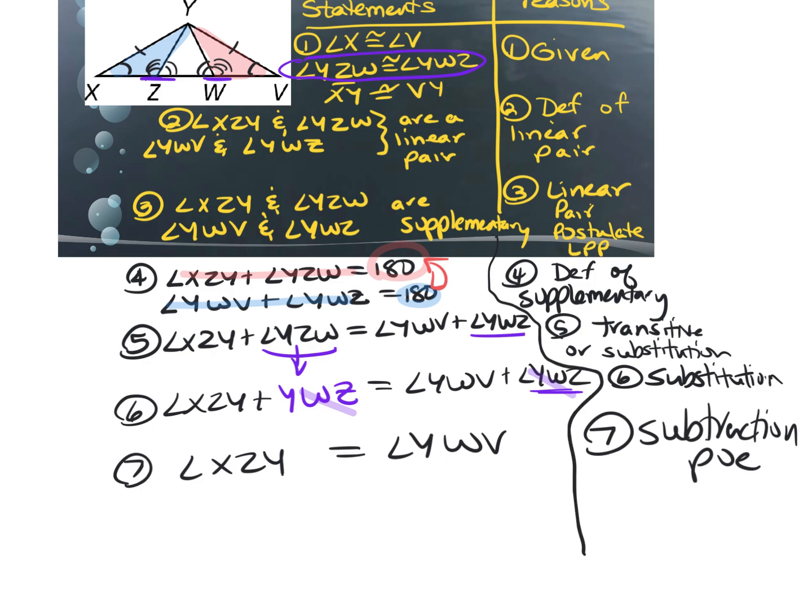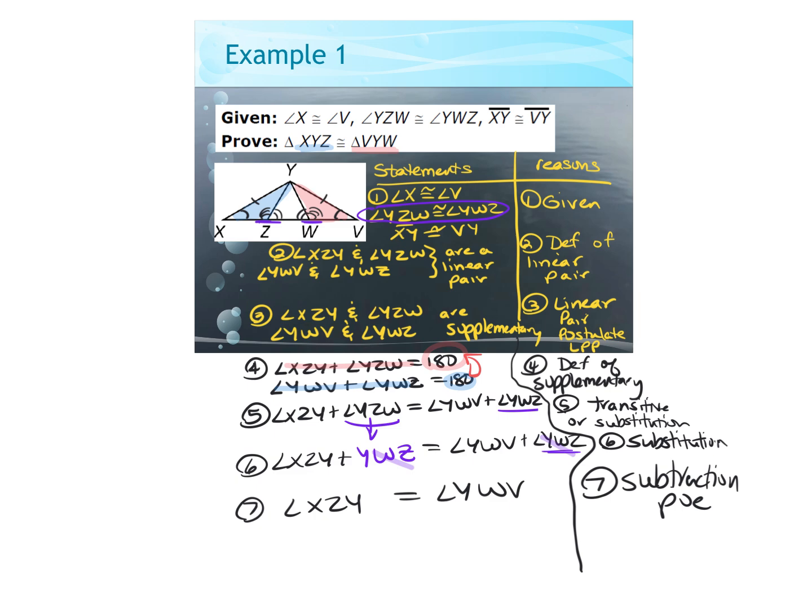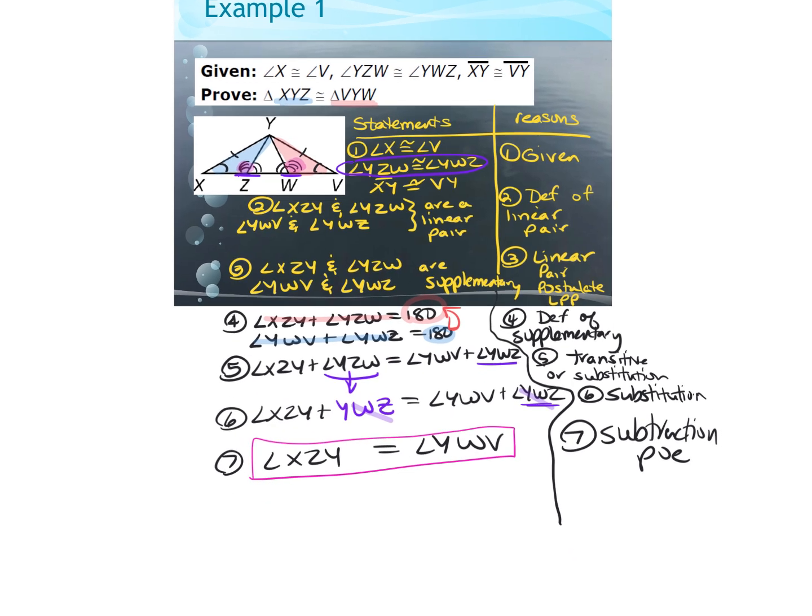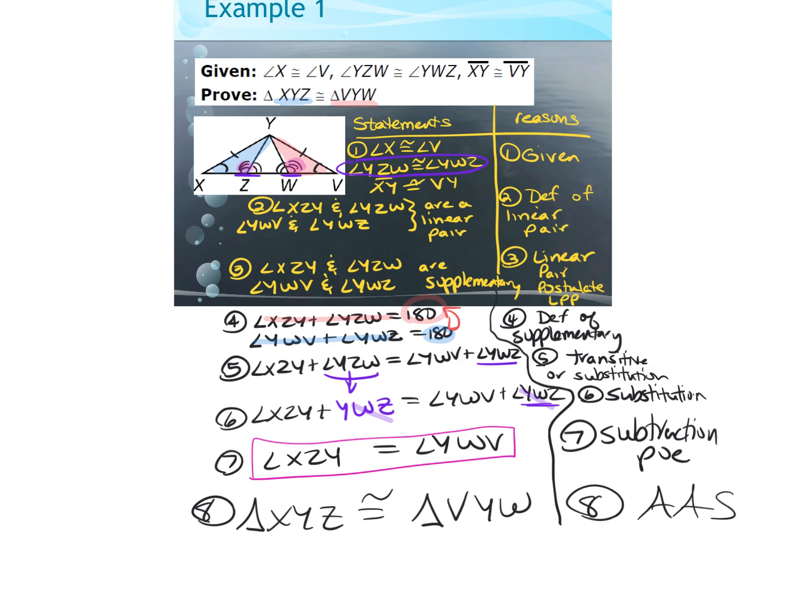And now lastly, this is the angle that I just went ahead and put in the picture from the beginning. So these two angles here are what I had put here. So now I have enough information to prove the two triangles are congruent. So triangle XYZ is congruent to triangle VYW, and this would be angle, angle, side.